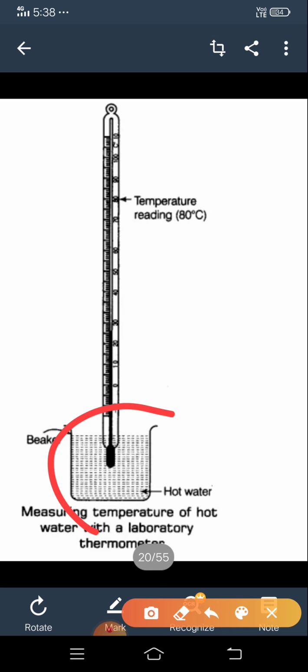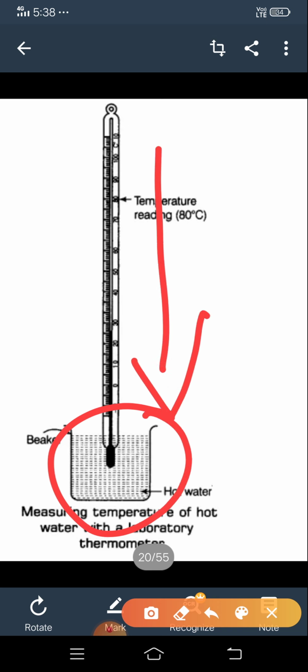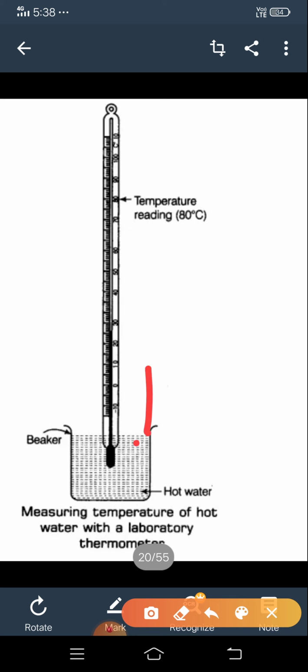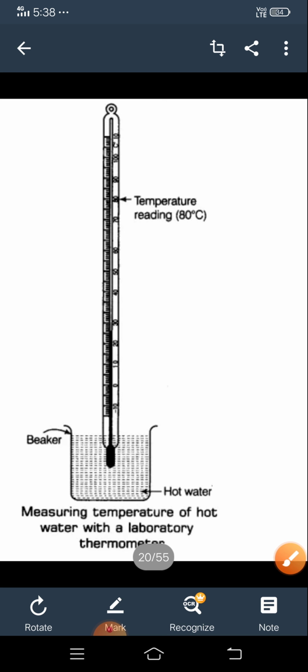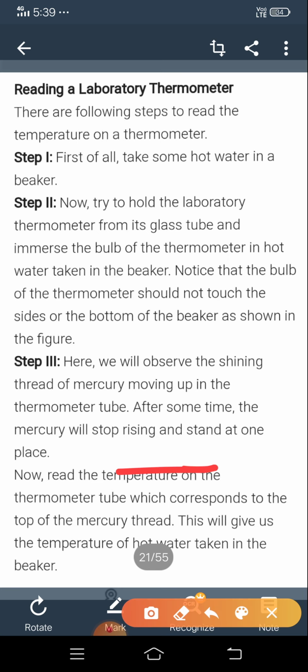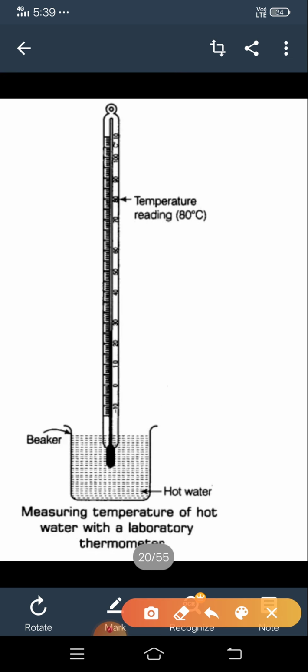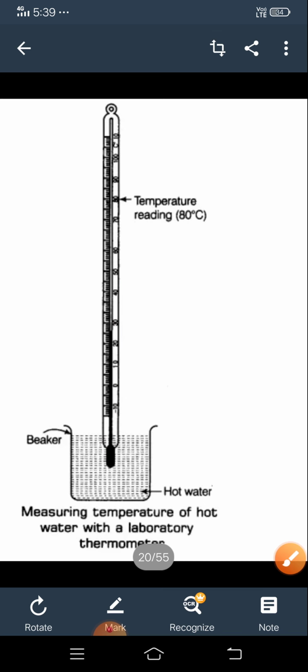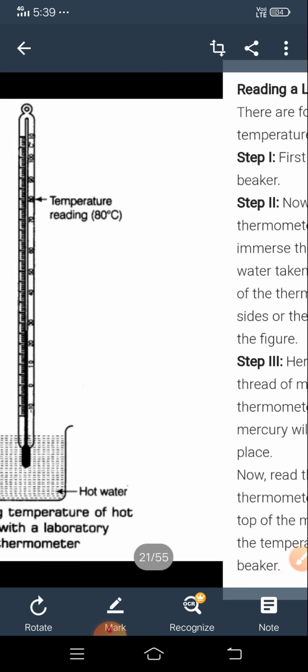The beaker is here and the thermometer is here. Observe that there is no contact between the thermometer and the bottom of the beaker. Next, your third step: observe the shining thread of mercury moving up in the thermometer tube. Where is it? Just see here, the black color is the mercury level. Mercury is present in both the clinical thermometer as well as the laboratory thermometer.